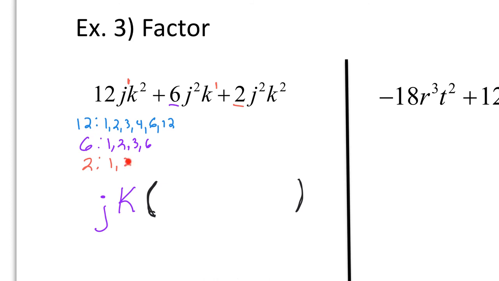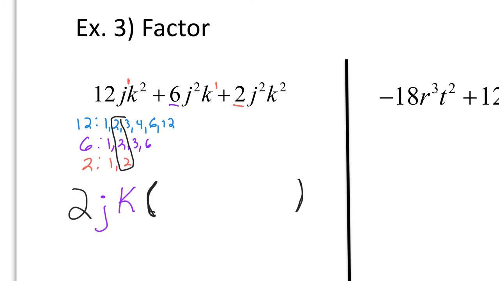So notice, the only common factor, or the greatest common factor, is 2. 2, 2, and 2. These others have more common factors, but we are working with 3 different numbers, the 12, the 6, and the 2. So the one that goes into those 3 numbers is the 2. So I'm going to use this number here outside of the parentheses, 2jk.